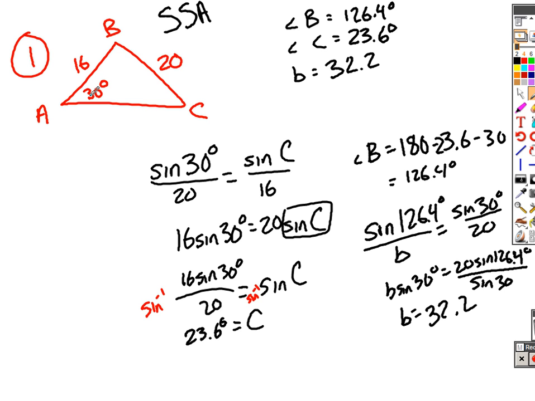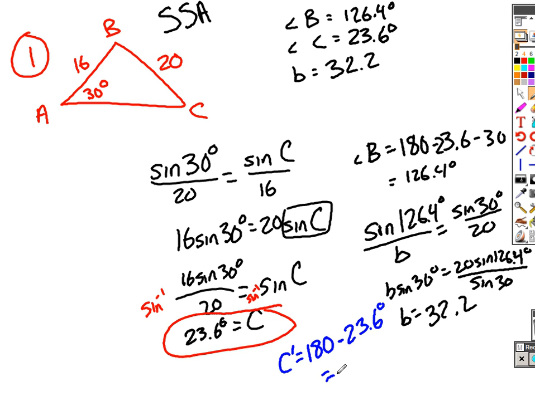Now, this was a side side angle problem. So I need to look for a potential second triangle. To do that, the first angle that I found right here, this is the one that's going to give me issues. The calculator tells me 23.6. I need to be smarter than it. The other possibility, which I'll call C prime, will be 180 minus 23.6 degrees, which means the other possibility for angle C would be 156.4 degrees.